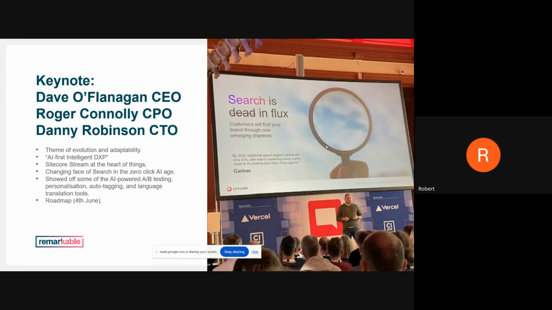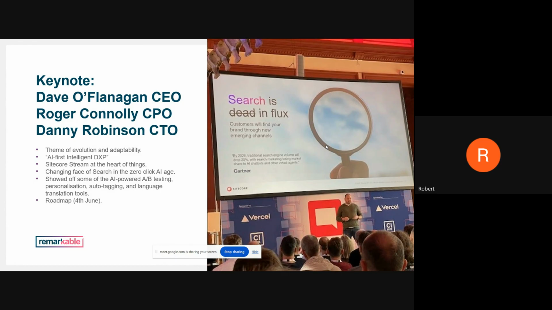It was quite fitting that we were in the Darwin Hall, which was the name of the room this keynote was in. So that's in keeping with this theme of evolution as well. There's a lot of talk about AI first, the intelligent DXP, a lot of the stuff that we've heard in these types of things before. And obviously very much focused on Sitecore Stream at the heart of all this stuff.